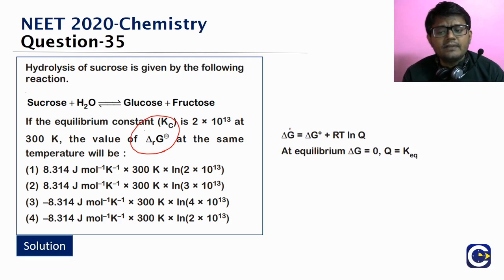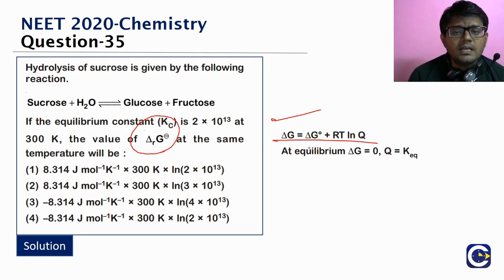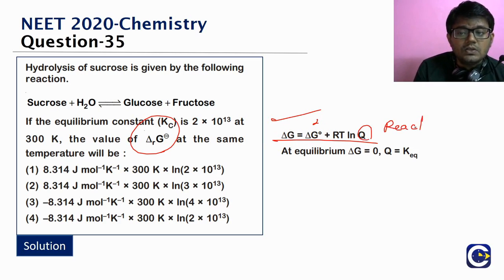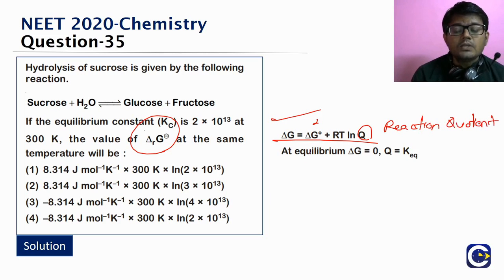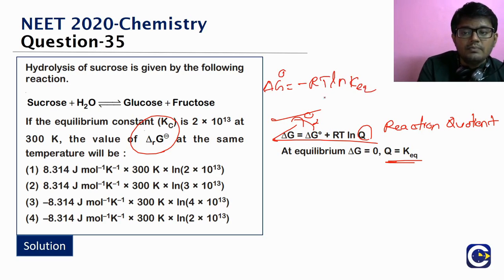So if you look at it, what is the relation we have? The delta G for a chemical reaction will be equal to del G naught plus RT ln Q. Q is the reaction quotient. If you are reaching equilibrium, del G will be equal to 0, and the Q value will become equal to the equilibrium constant. So if you rearrange, we will have del G naught equal to minus RT ln K equilibrium.